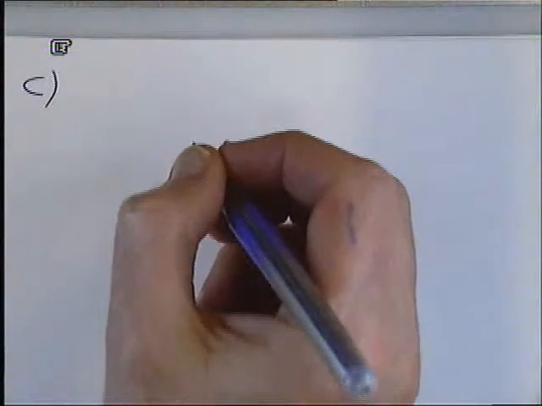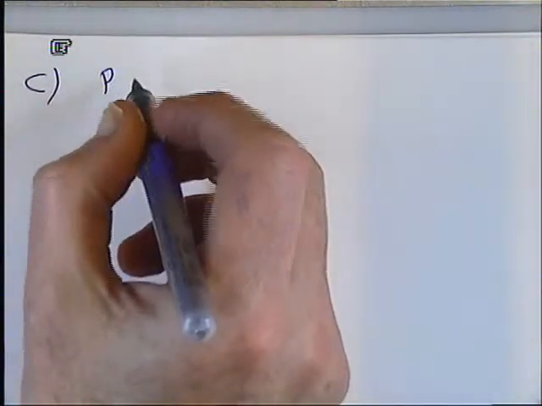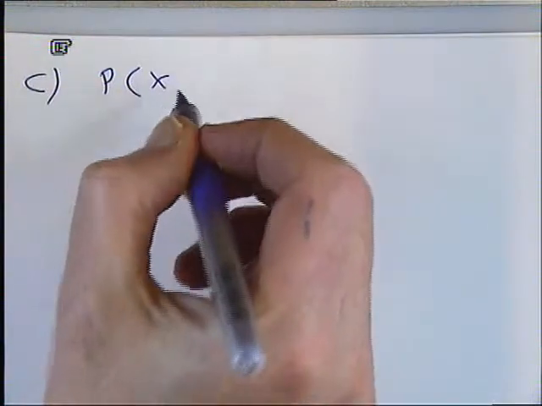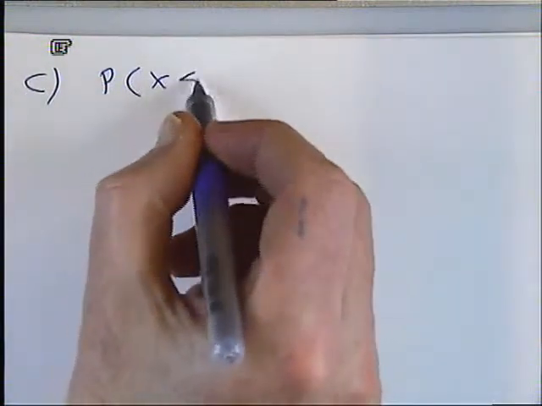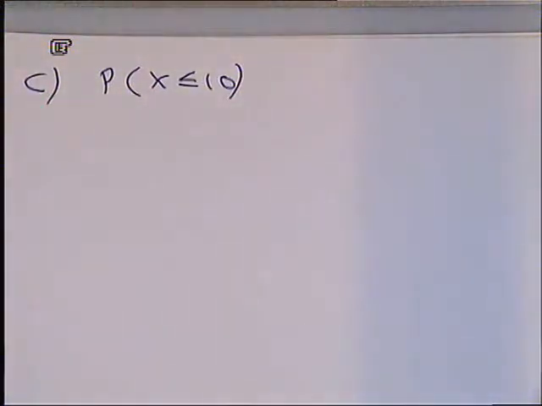The next part of the question, part C in this question, is saying what's the probability he needs at most 10 throws. At most 10 throws means up to and including 10, but no more. So that's the same as the probability x is less than or equal to 10.